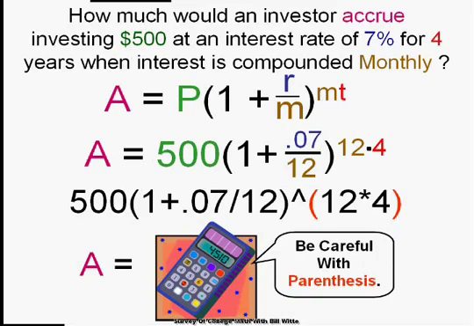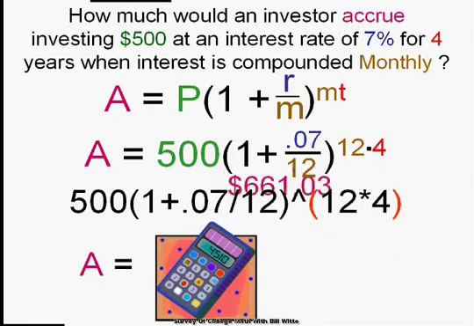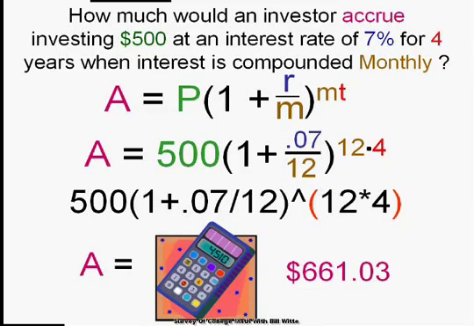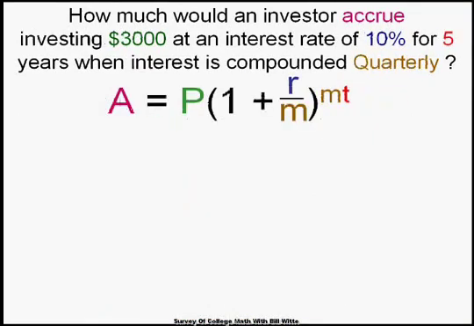We want to raise everything to the what? To the 48th power, to the 12th times 4th power. So we need it to do that first. So any exponent, make sure you put parentheses around it. Woohoo! Come to Papa. And look what we get here. The answer should be $661.03, approximately.